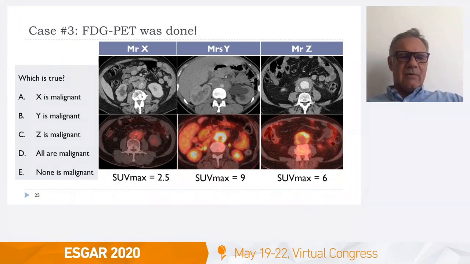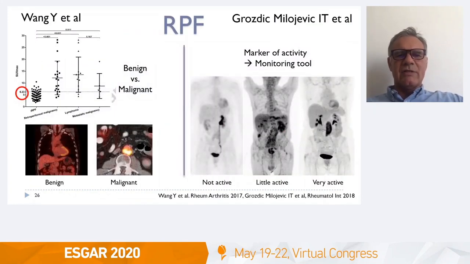A, B, C, D, E: X is malignant, Y is malignant, Z is malignant, all are malignant, or none is malignant. So, 15 seconds. Okay, just before I give you the right answer, I'll tell you some important facts about FDG PET, which is often taken as a problem solver. It helps, but it's not always a problem solver.